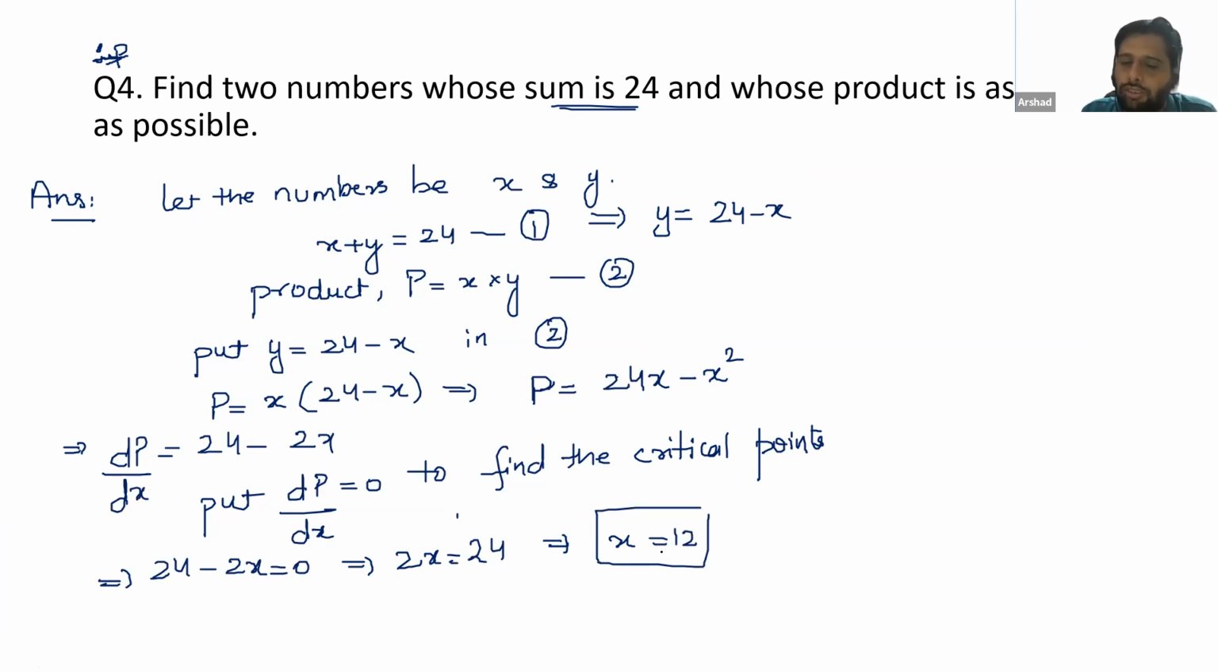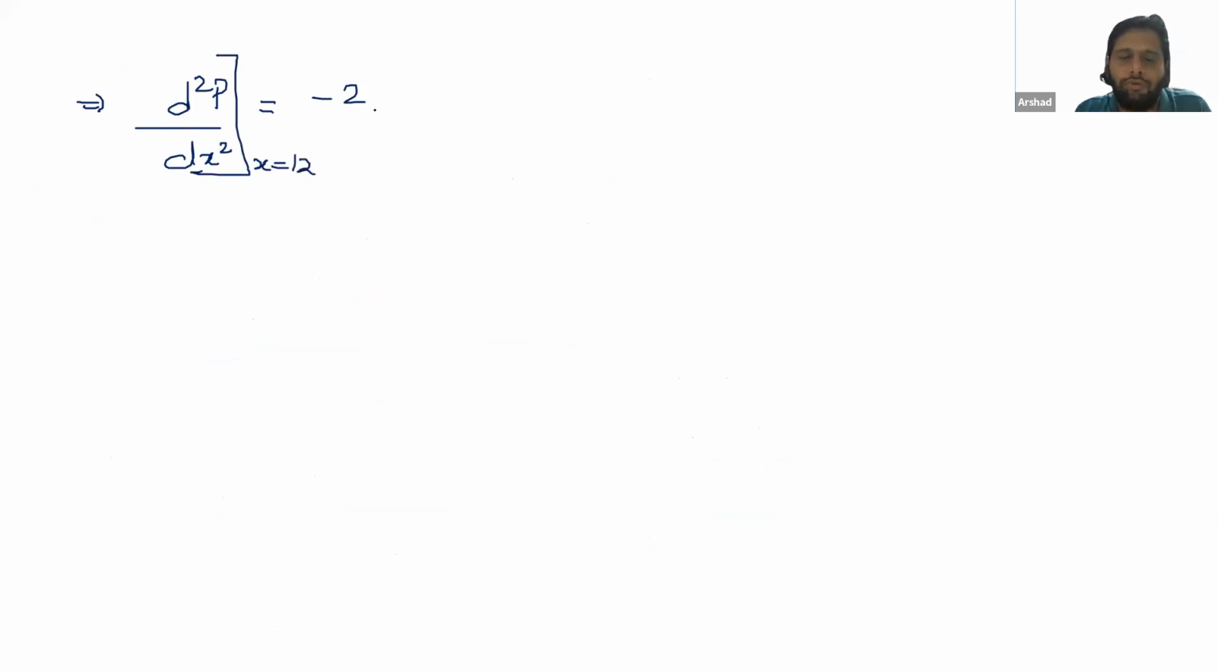Now we need to check that this is a point of local maxima or not. So what we will do, we have this dp by dx. What is this? This is equal to 24 minus 2x. Now we will again differentiate this. So second, again differentiate this d square p by dx square. So what you will get here? You will get a minus 2. Okay, and normally we always put the value x is equal to 12. There is no variable. That's why there will not be any change in this minus 2. Now this is less than 0.